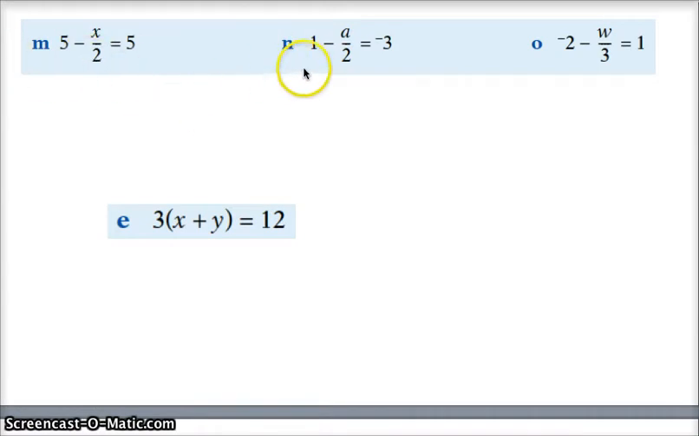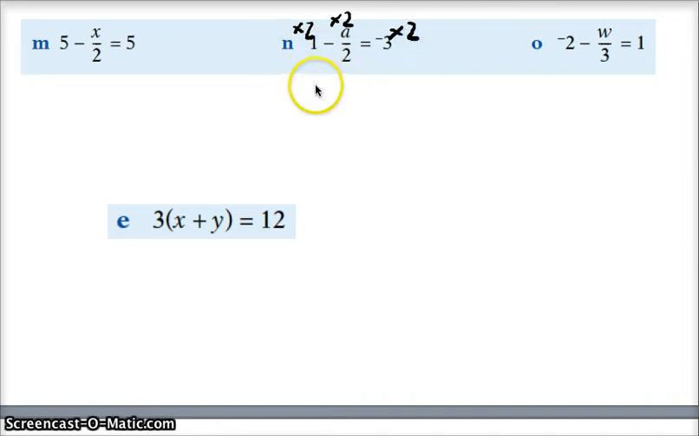Okay, so I've got 1 take away a over 2 equals minus 3. Now this equation has a fraction in it. And whenever you have a fraction, you have to get rid of the denominator, the thing on the bottom, every time first. So this is a divided by 2. If I want to get rid of something divided by 2, I do the opposite. So I need to times it by 2. But not only do I times this by 2, I have to times every single term by 2. So that by 2, that by 2, and that by 2.